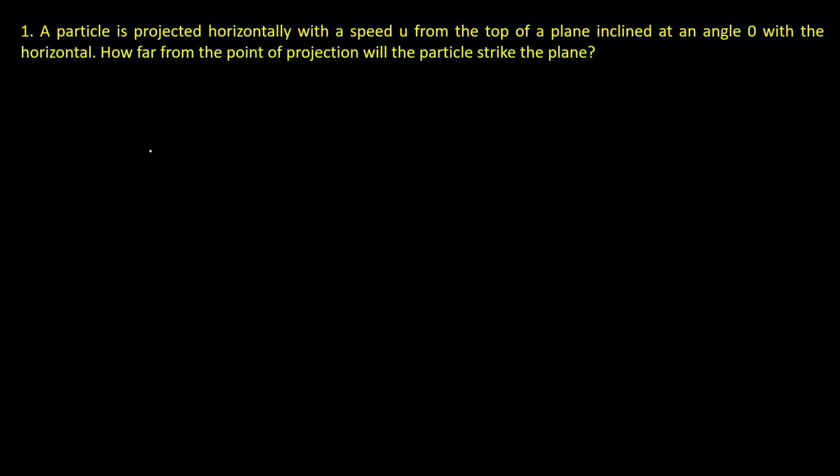So the first question is: a particle is projected horizontally with a speed u from the top of a plane inclined at an angle theta. It is not zero, it is basically theta with the horizontal. Here we are talking about a plane which is inclined at an angle theta. So let us make the plane. This is a plane and this angle is theta.